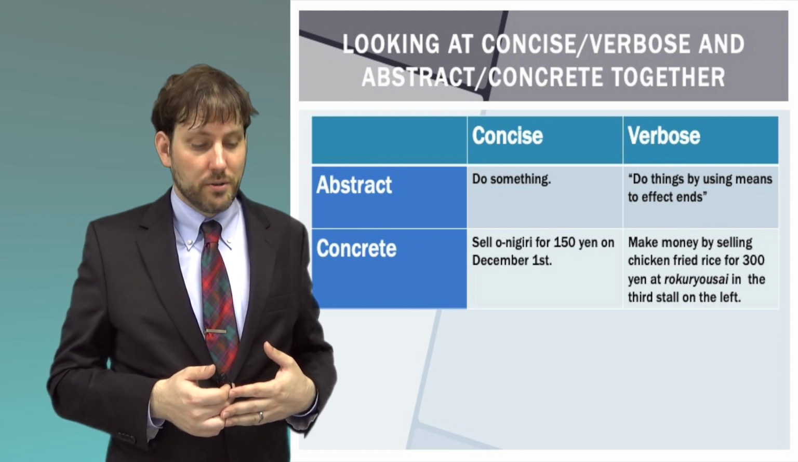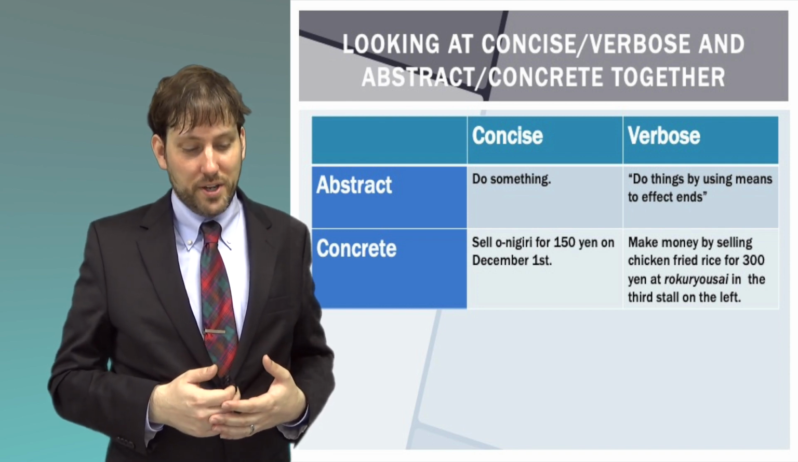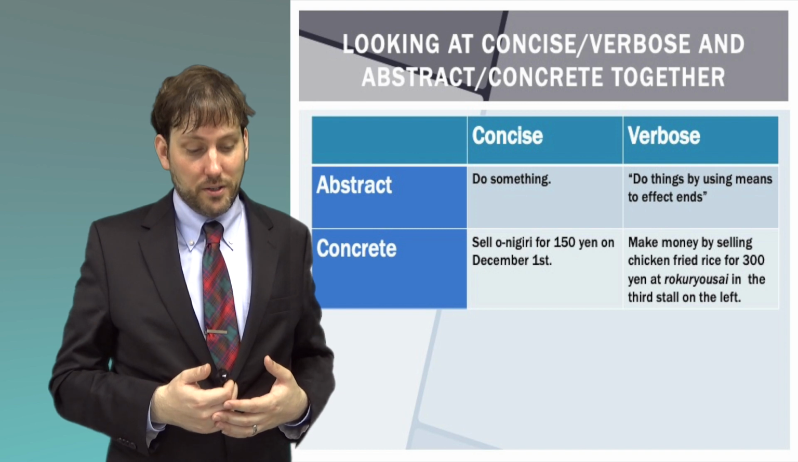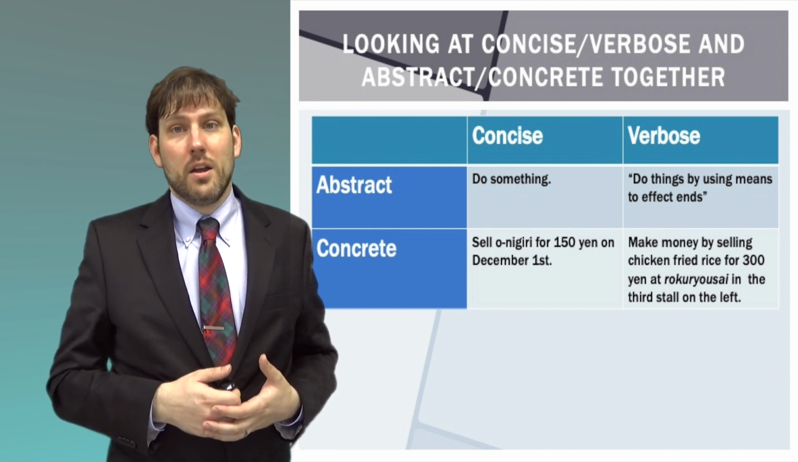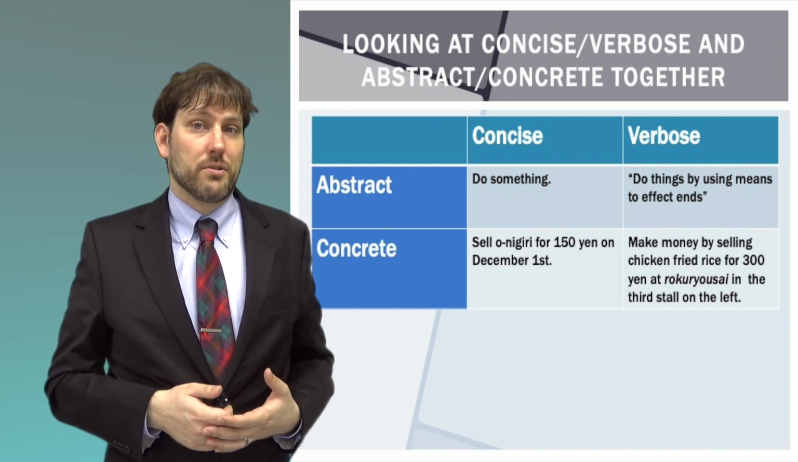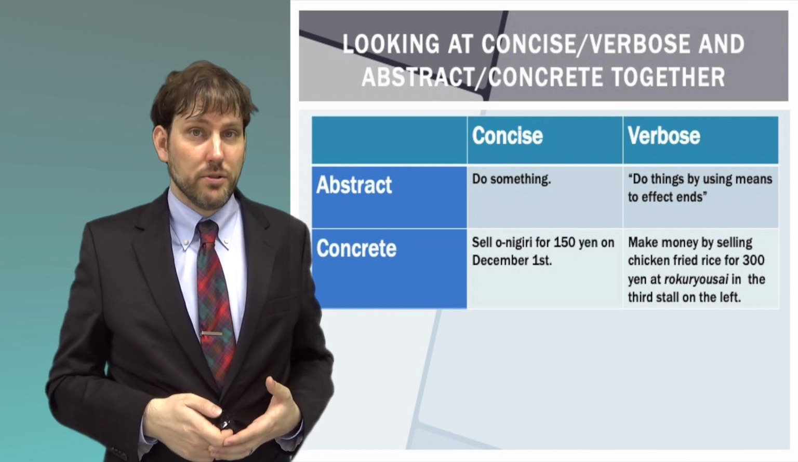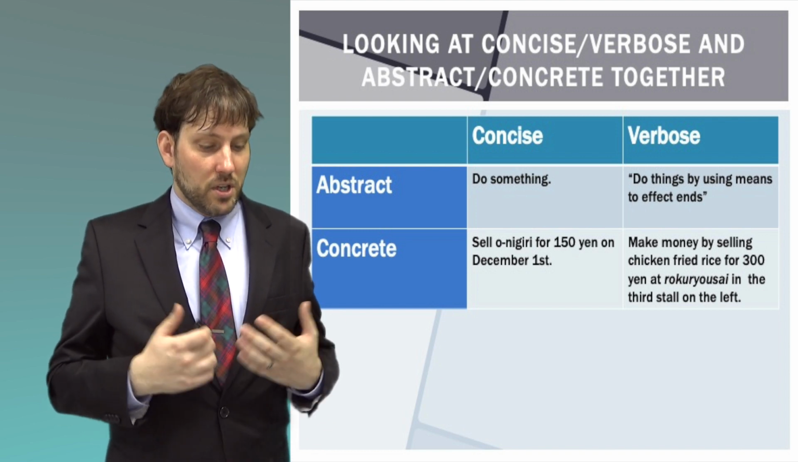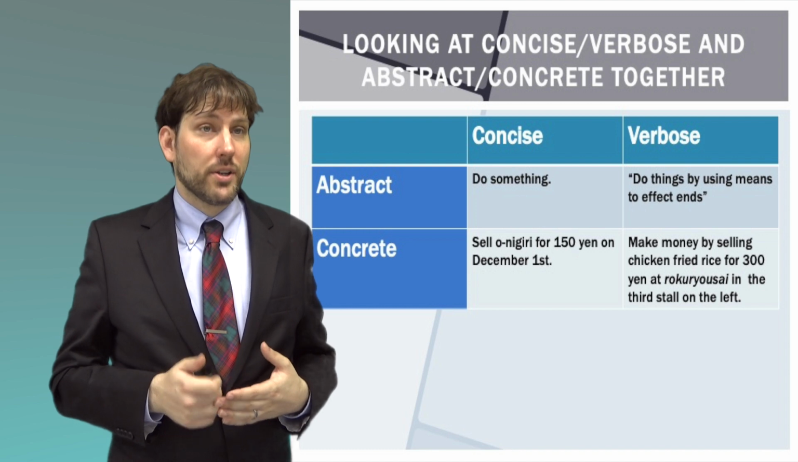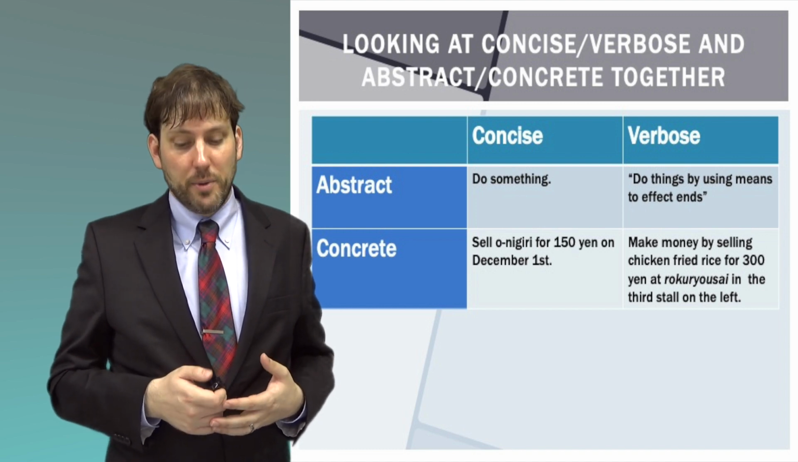It's verbose but concrete: make money by selling chicken fried rice for 300 yen at Roku Ryosai in the third stall on the left. So if this information is not necessary to our argument, we would not want to include it. The same thing with the one on the left, we only want to include the details we need to make our argument.